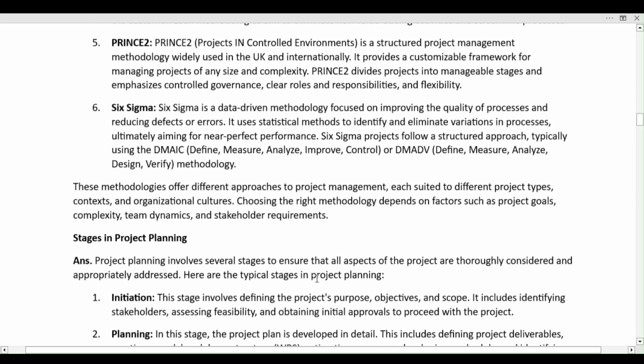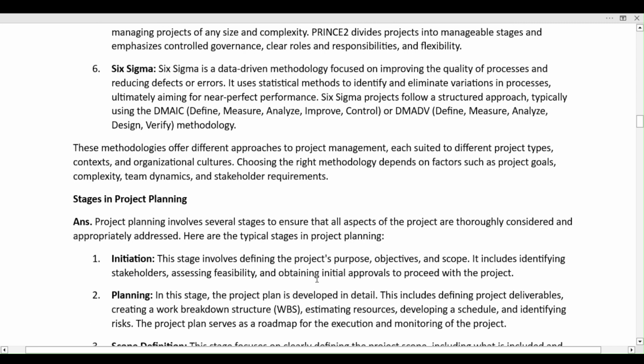So these are the methodologies that offer different approaches to project management, each suited to different project types, contexts and organizational cultures. Choosing the right methodology depends upon factors such as project goals, complexity, team dynamics, and stakeholder requirements.